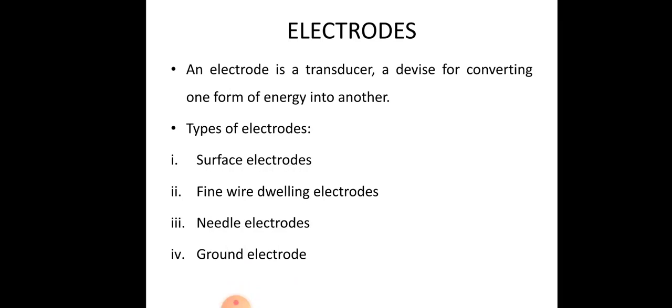This is an MCQ question: the difference between fine wire indwelling and needle electrode. Fine wire indwelling electrodes are used for study of small and deep muscle, whereas needle electrodes are used to record signals from a single motor unit potential. Coming to the last one, the ground electrode. It is also a surface electrode, a very important electrode which must be applied to provide a mechanism of cancelling out the interference effect of external electrical noise.